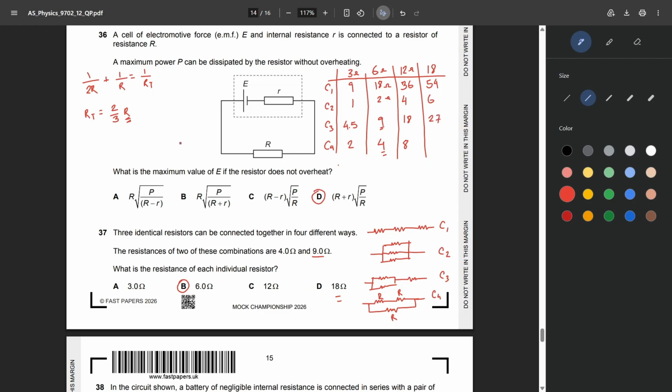And plugging in the value of 18 over here, we get 2 by 3 times 18, which gives us 12. So 9 and 4 ohm is given by resistances of 6 ohm. So B is our correct answer.